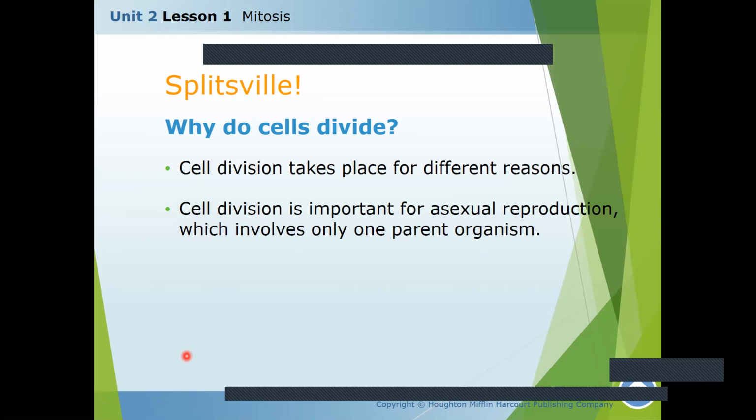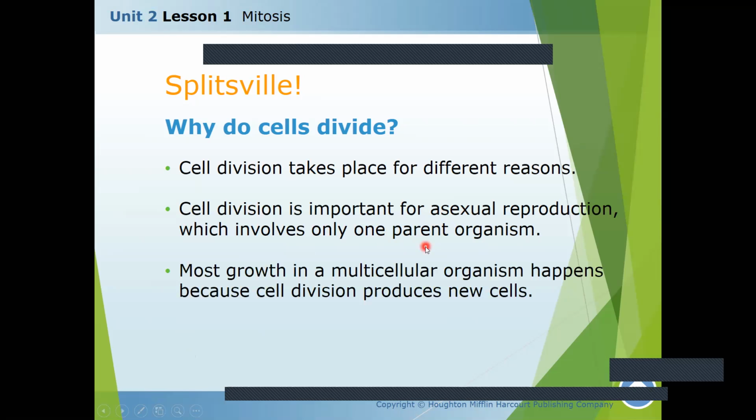Continue to read. Which involves only one parent organism. See, this is very important. When you know it is asexual, that means only one parent. Can you put it up because I want to screenshot it? When it is asexual, it is only one parent's organism. Cell division is important for asexual reproduction. It involves only one parent organism.